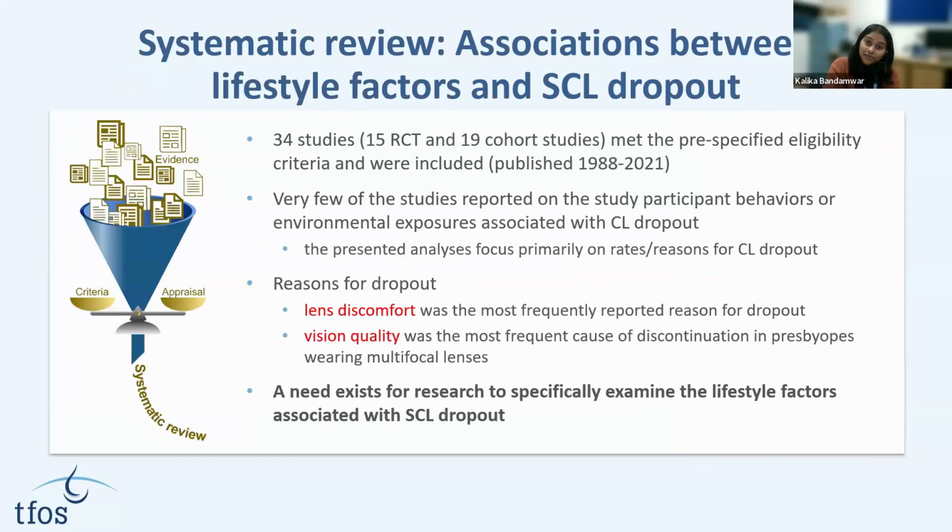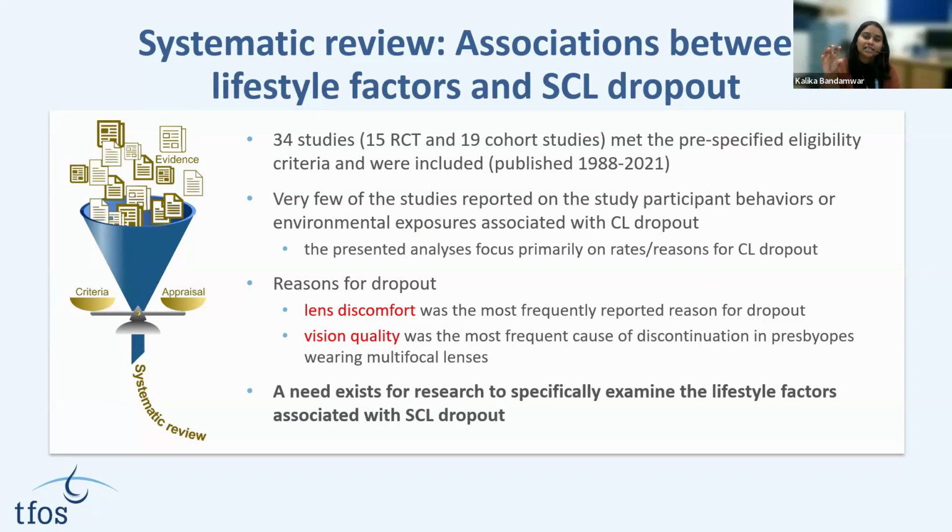We also included a systematic review, which I was also part of. So I was not only part of the narrative review committee, I was also doing the systematic review for the subcommittee. And this review focused on the association between lifestyle factors and soft contact lens dropout. Please do have a look at this. This is a smaller segment and would help you understand things significantly better.